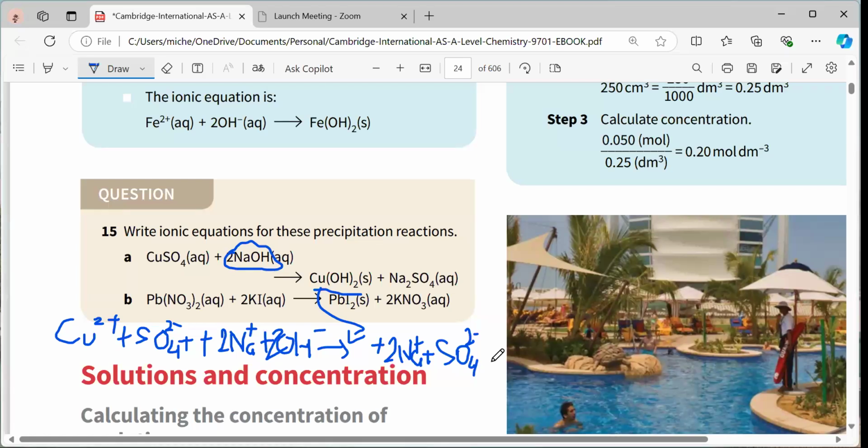Now we're going to find the spectator ions, the ions that are present on both the left and right side of the equation. Here we have copper. We don't have any copper on the right side, the product side. Now we have sulfate on the left side, and we also have sulfate on the right side, so we cross this out. I also have sodium on the left, and we also have that on the right, so we cross that out as well. Leaving us with copper and the hydroxide.